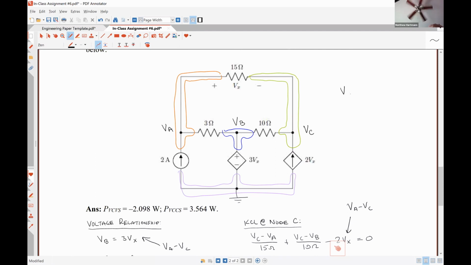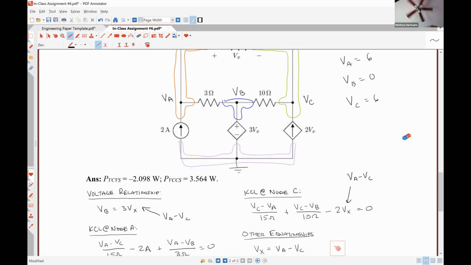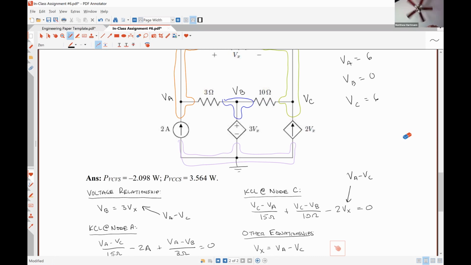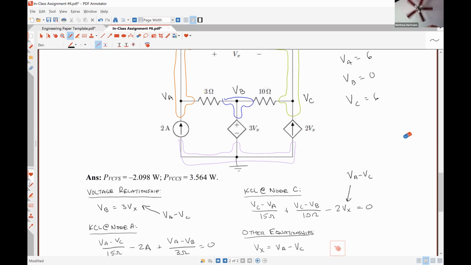Let's see. Right now, VA is 6, VB is 0, VC is 6. So that would mean the voltage drop over this dependent source is 0, which means the power absorbed by it is 0. So I'm definitely making a mistake somewhere. What dumb thing am I doing? It's got to be something with my algebra somewhere. C minus A over 15, C minus B over 10, minus 2Vx.